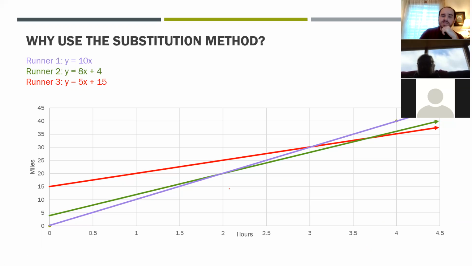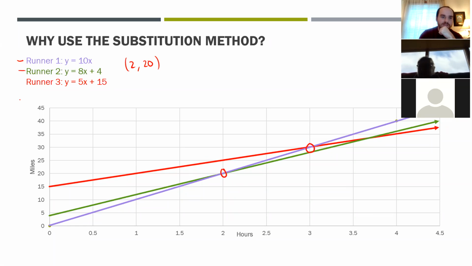But anyway, as you can see, we have three different lines in this system of equations, right? And yes, the lines are straight this time because I cheated and I drew them in with a computer program, not by myself. So as we can see, there's an intersection here. That's one of the solutions. That's the solution to runner one and runner two, right? That's where the purple line and the green line intersect. The solution to these is 2, 20. So that's pretty easy to find by graphing.